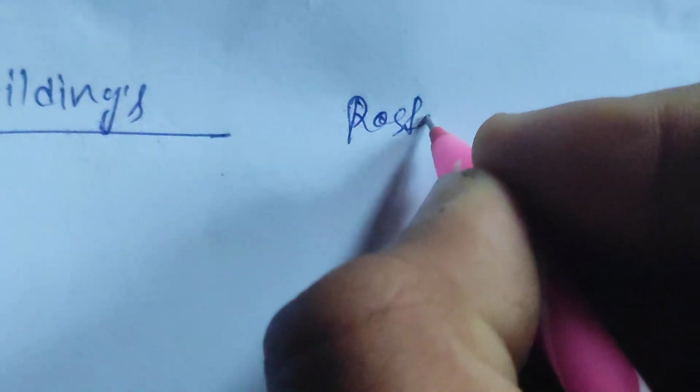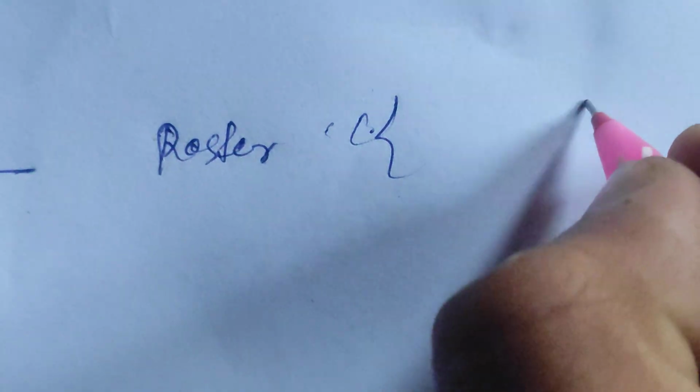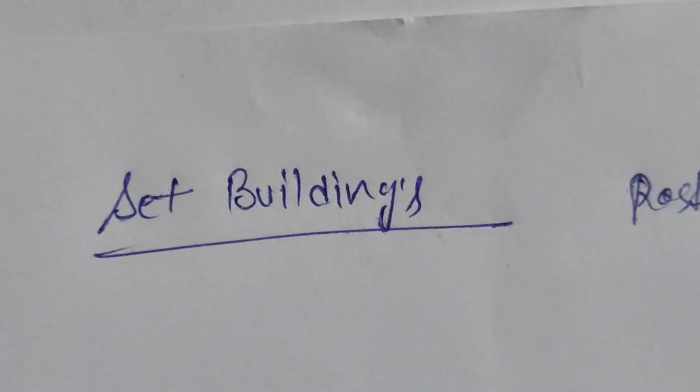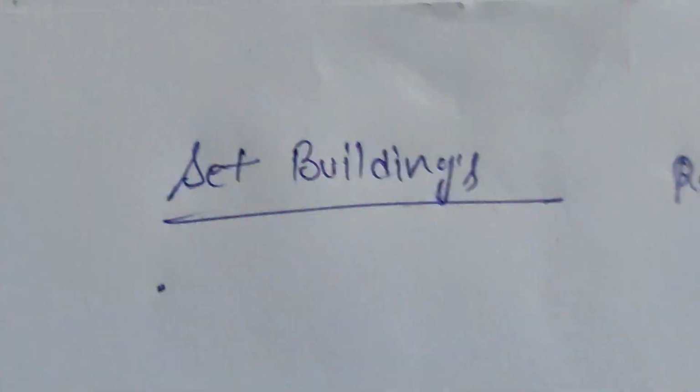Let's revise. The roster form is writing all the elements of a set, separated by commas, like a, b and so on. Okay, now we talk about the set builder form. Set building means that we build a set.